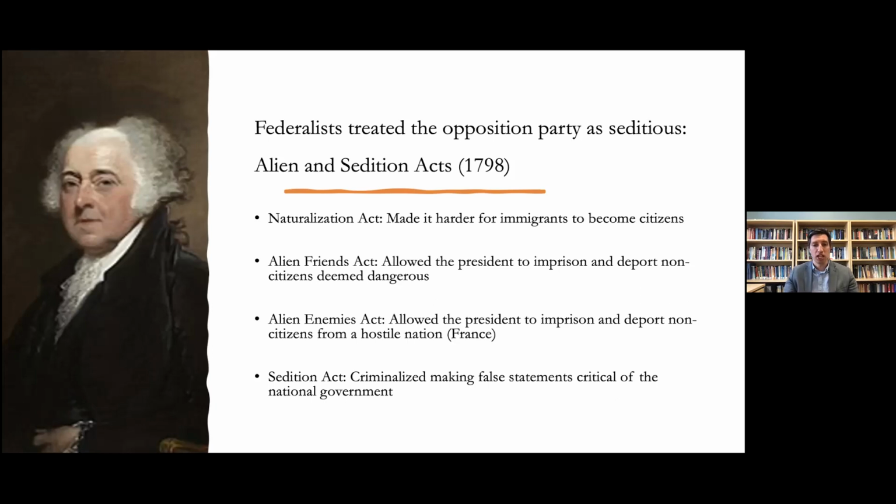And then finally, the Sedition Act criminalized making false statements critical of the national government. So while Adams didn't deport anyone with the Alien Acts, he did shut down some newspapers under the Sedition Act, prosecuting these newspaper editors for criticizing the Federalist government and saying that these were false statements. Of course, this created a backlash in American society among those who supported the Republican Party and were critical of Adams. And so this led to what historians sometimes call the Revolution of 1800, the Second Revolution, when American voters threw out the Federalist Party and put into power the Republican Party.